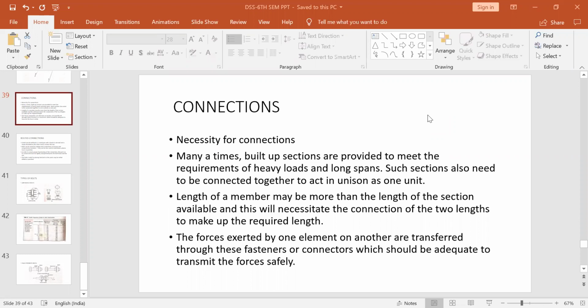So how are these connections made, how are steel structure connections made? Without connections, you cannot design steel structures. So it's a very important aspect for the design of steel structures. This is the basic requirement.